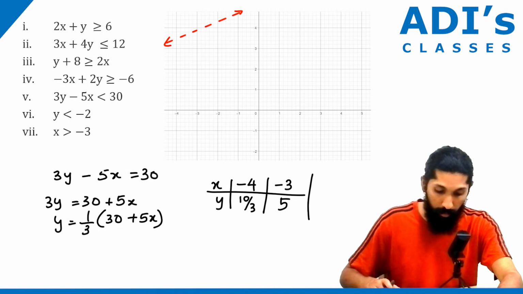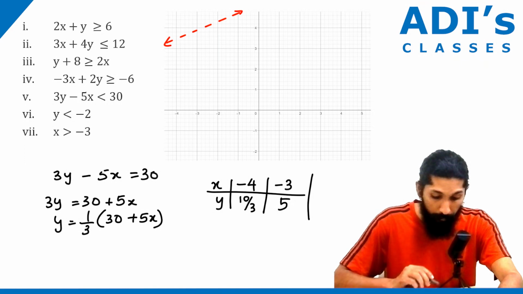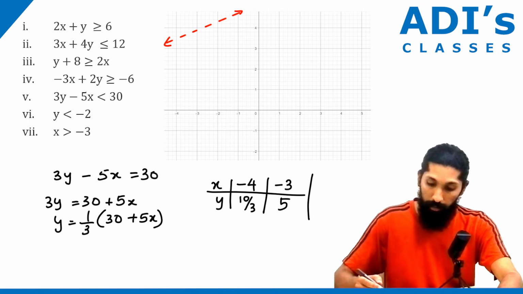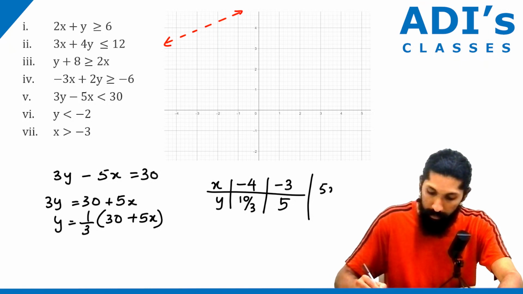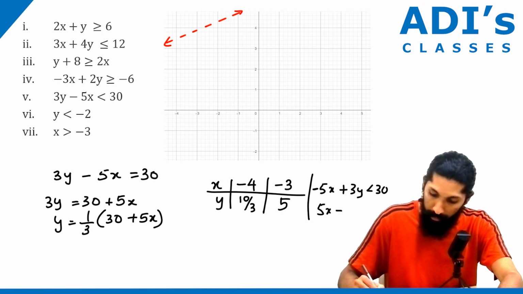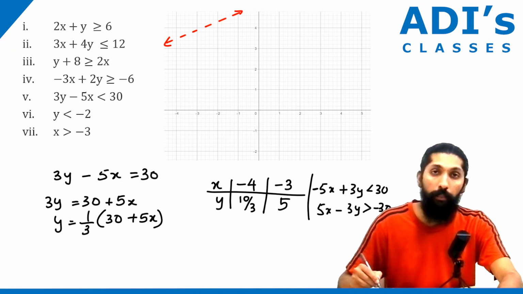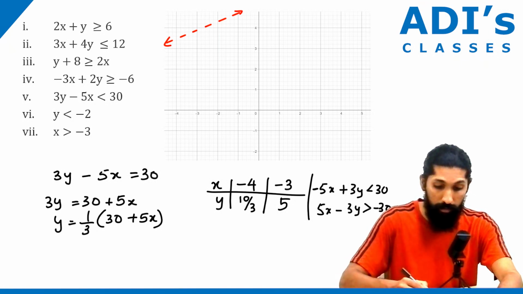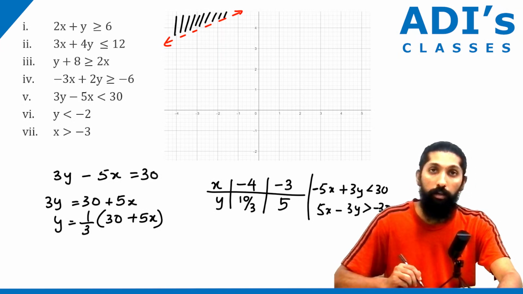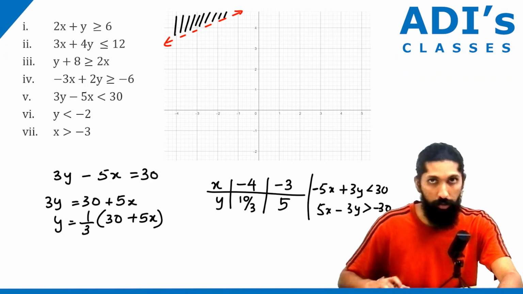In this case, you have 3y minus 5x less than 30. You can write it as minus 5x plus 3y is less than 30, or 5x minus 3y is greater than minus 30. It's a greater than sign. So since it's a greater than sign, this is going to be the shaded region. Clear? So this is the answer for the given question.